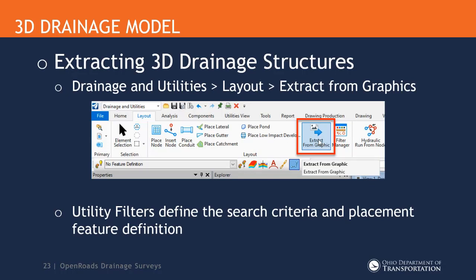So we're going to use the extract from graphic tool to extract the drainage structures, and there are some utility filters that have been defined to go out and find that information. Depending on which cell it finds, it sets the appropriate feature definition for the 3D information itself.